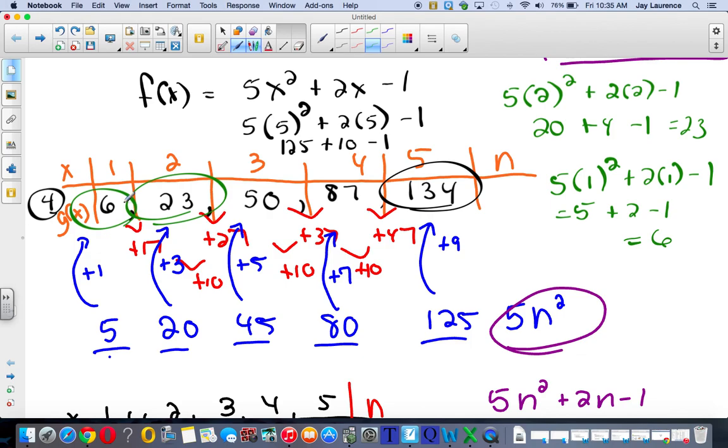So when I got some differences that I didn't know what to do with, I went ahead and made another table. It turned out to be a linear pattern. Then I combined the quadratic with the linear.